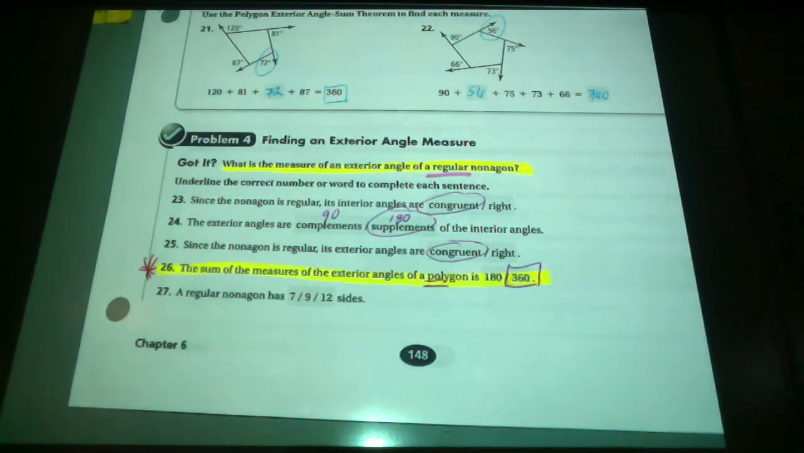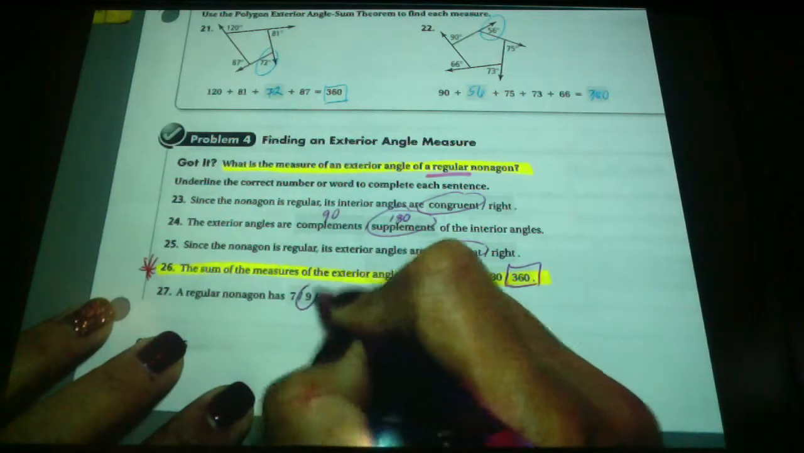What is the sum of the measures of the exterior angles of a heptagon? 360. What is the sum of the measures of the exterior angles of a dodecagon? 360. It's always the same. All right, so then 27, a regular nonagon has how many sides? 9.